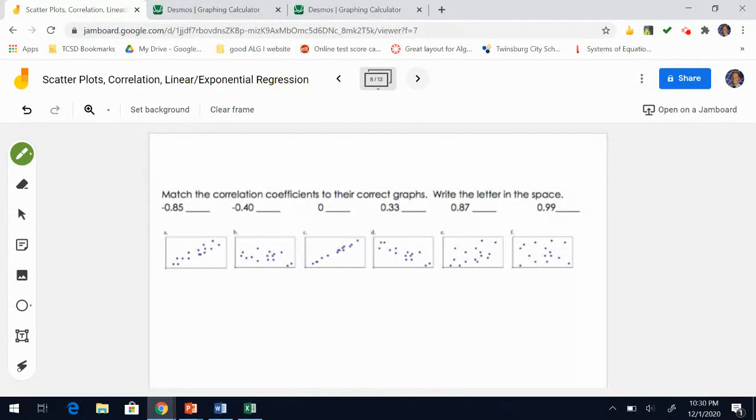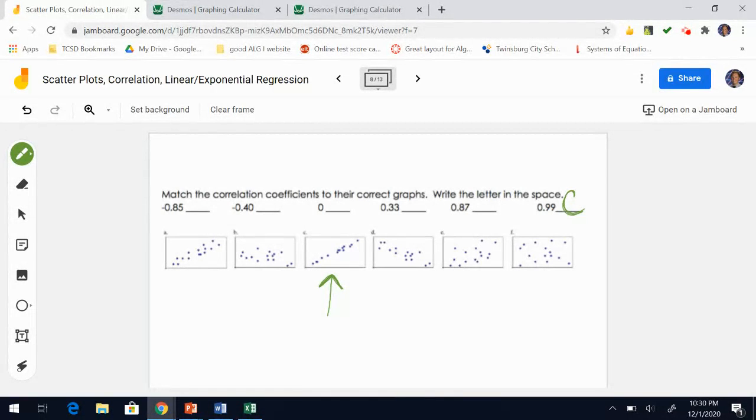Match the correlation coefficient to the correct graphs. Write the letters in the space. So with this, again, remember, negative correlation means it's obviously going down. The closer to -1, the stronger the correlation is. The closer the value is to 1, the stronger the positive correlation is going to trend. So if I just look here, C looks pretty close to being a straight line. So I'm going to put C with 0.99 because that's really close to being a perfect correlation of 1.